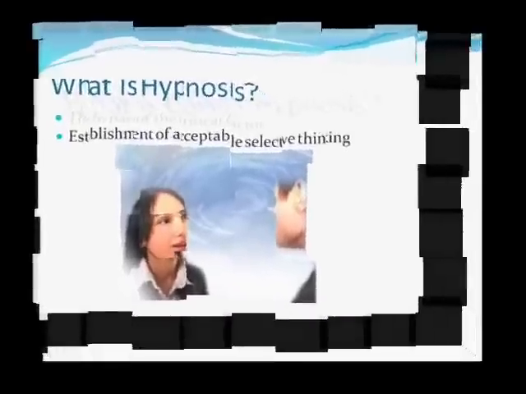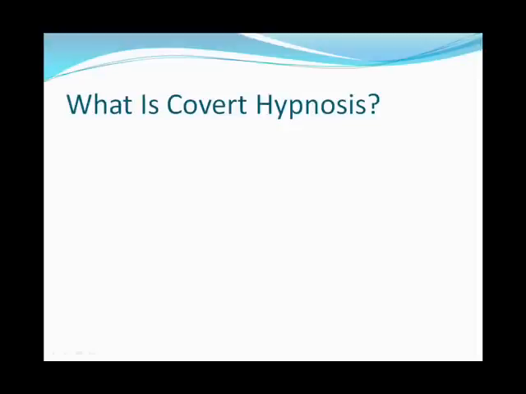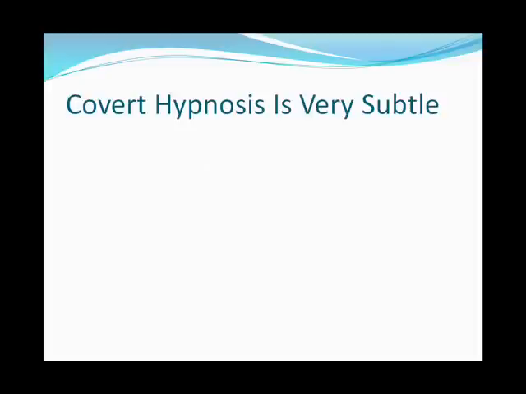So, now that we've talked a bit about hypnosis, let's talk about covert hypnosis and how to detect it being used on us. A simple and useful definition of covert hypnosis would be something like this. Covert hypnosis is the utilization of techniques and strategies to change the perception and behavior of others in a completely unconscious way. The nature of covert hypnosis is that it's very subtle, undetectable to a person not familiar with such techniques and methods, and even someone fluent in covert hypnosis will, due to lack of constantly analyzing the situation, frequently be effectively hypnotized into thinking and doing something.